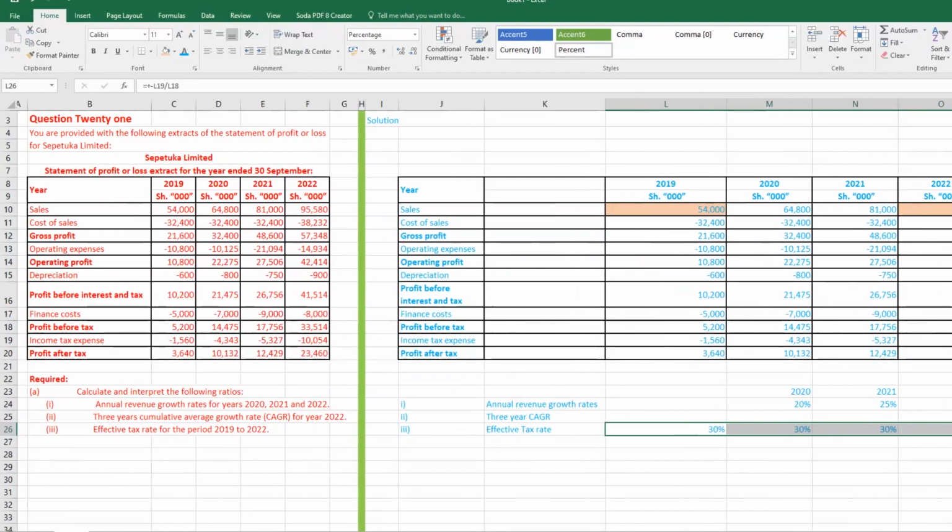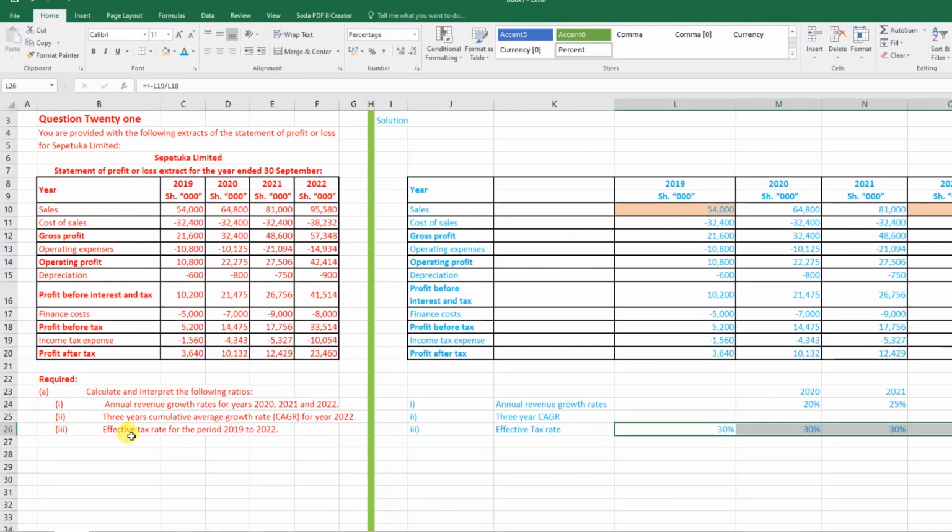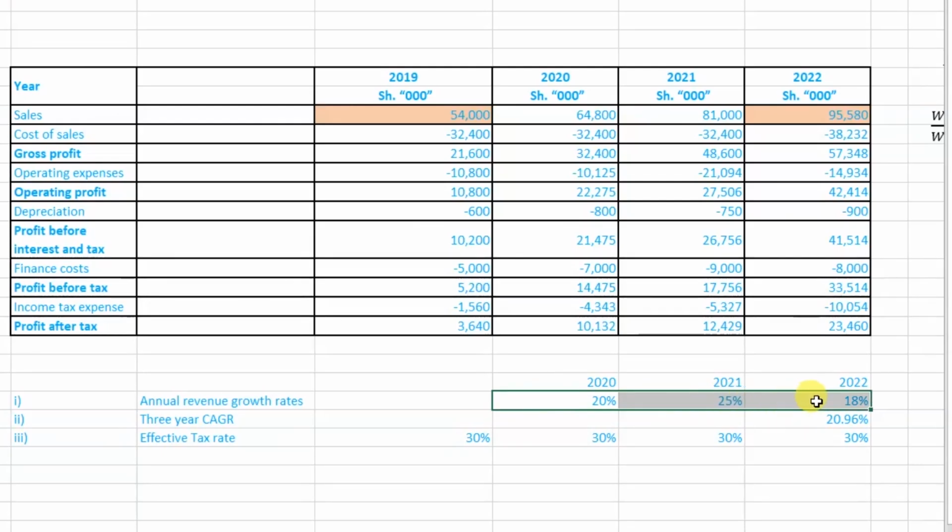This answers the third part of the question, which was asking us to compute the effective tax rate for the period 2019 to 2022. Before we conclude, let's just recap what we've just discussed. In part 1, they wanted us to compute the annual revenue growth rates for the years 2020, 2021, 2022. And you can see we had already computed them right over here.